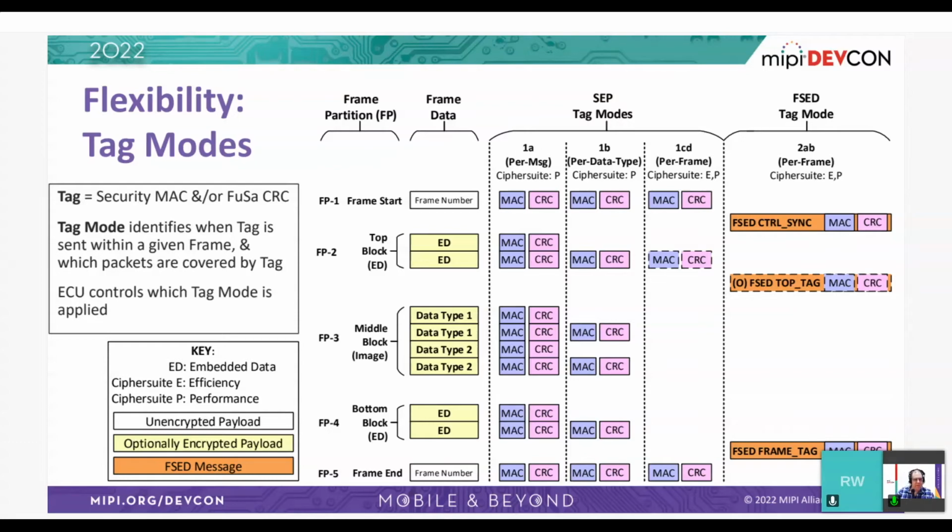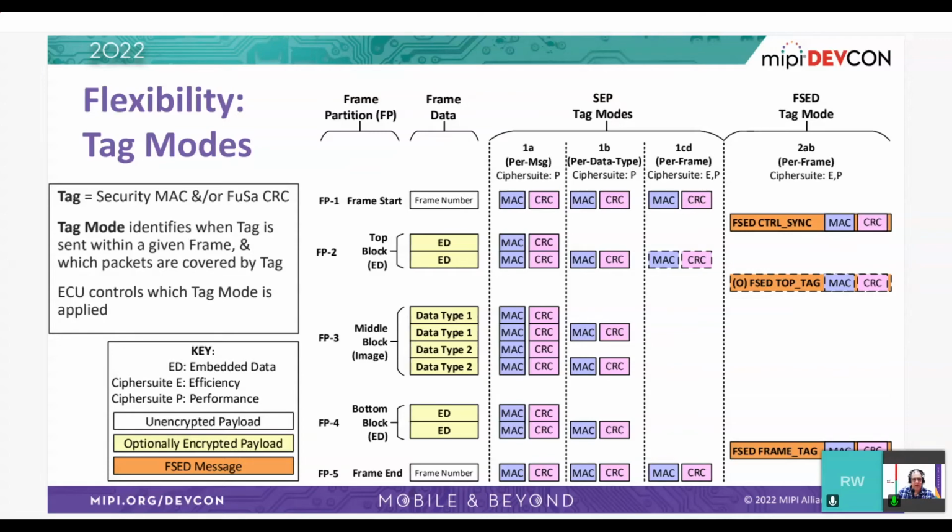We've again got our frame partitions shown here on the left. And we've got the frame data, which is the frame start, some embedded data, some image data, some embedded data, and finally the frame end. Before I go any further, the important thing to say is that all of these packets have a MAC addressing that data. So it doesn't matter which of these options you're using, that doesn't mean you're not protecting data. For SEP, because we have granularity, we can send those footers on every message. We have quite a bit of flexibility in when we send a MAC.